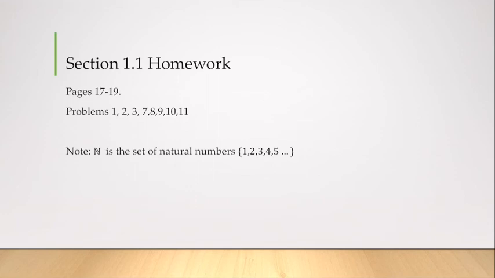discrete graphs. One thing I wanted to note, I'm going to talk about this a little later, but the set of natural numbers is typically denoted with this double-lined N, right? That means the set of natural numbers. Remember, natural numbers are also called our counting numbers. Those are the numbers 1, 2, 3, 4, 5, and so on and so forth.